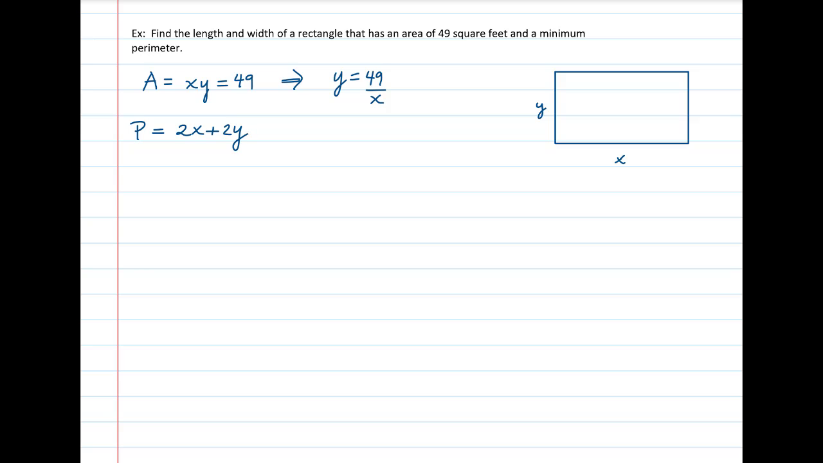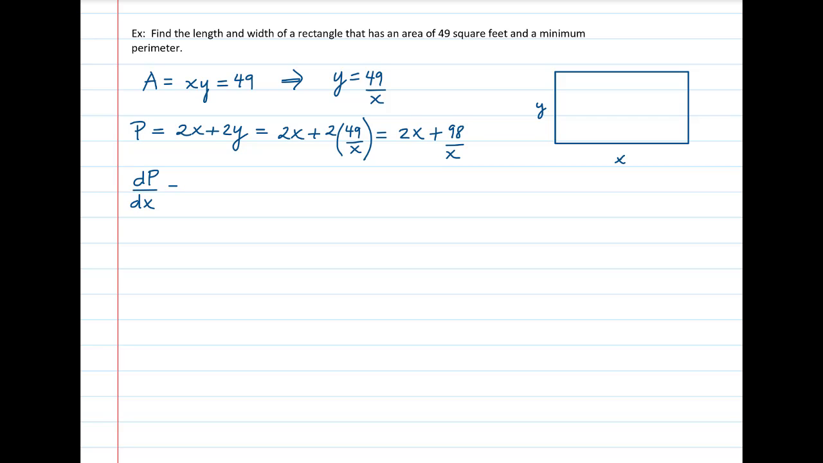I go ahead and solve for y, which you could also do for x, but I'm just choosing y here, to be equal to 49 over x, since I'm going to have to substitute it into my primary equation to get the perimeter in terms of one variable, in this case x. Doing that, 2x plus 2y, we substitute y for 49 over x, and we get 2x plus 98 over x. Now we're ready to take the derivative.